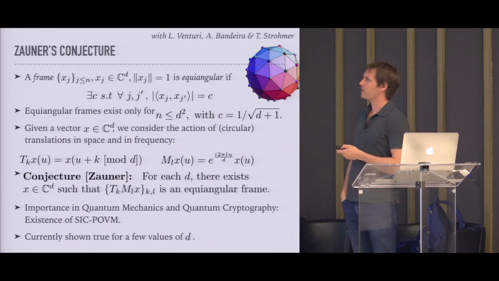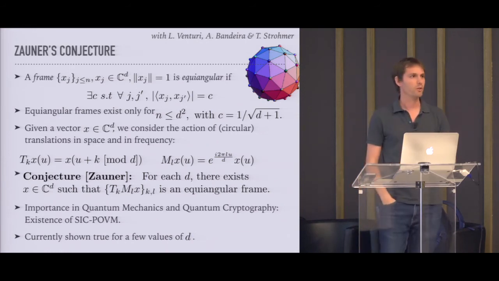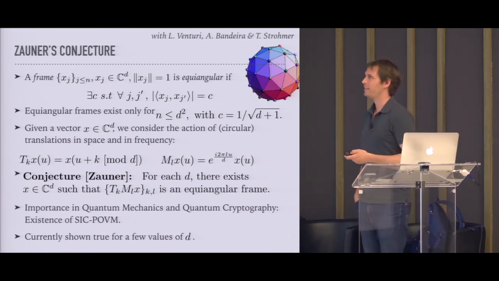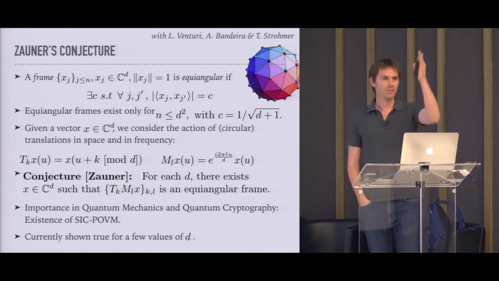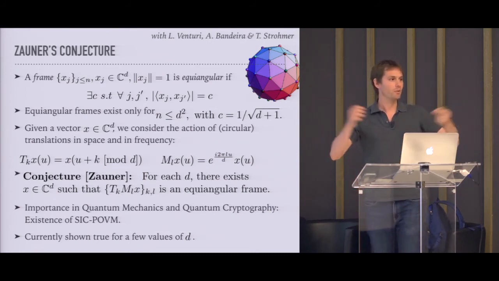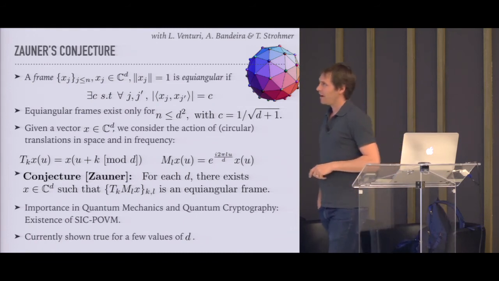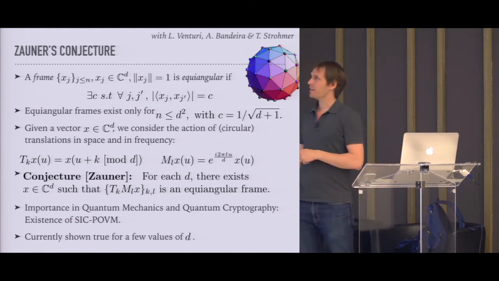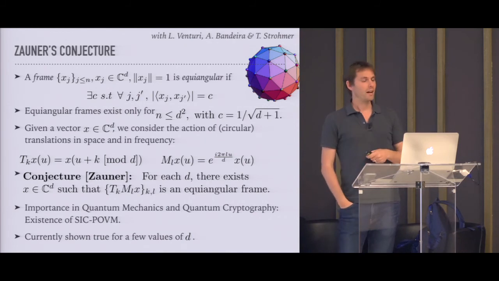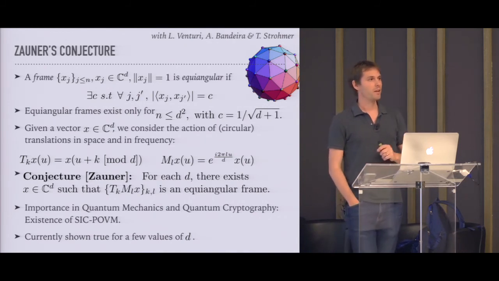Using these fancy Welch bounds, you can show that there is a limit on the number of directions in d-dimensional space that satisfy this property. You cannot go beyond d squared. And in that case, the correlation has to be precisely this one. So the question here is, how can we construct these frames? And we want to construct them in a very structured way.